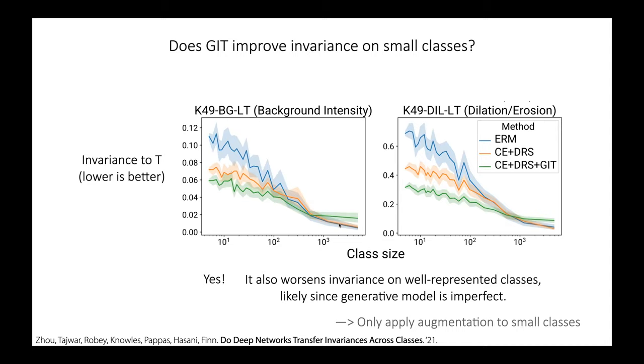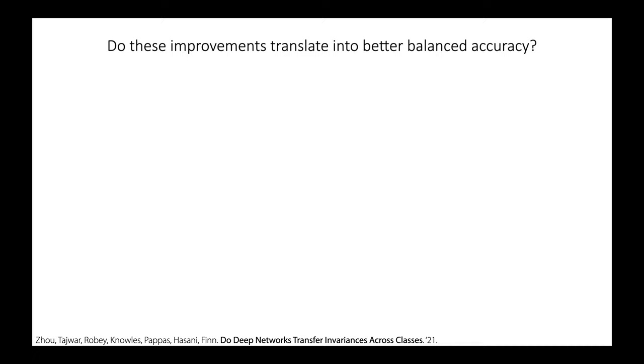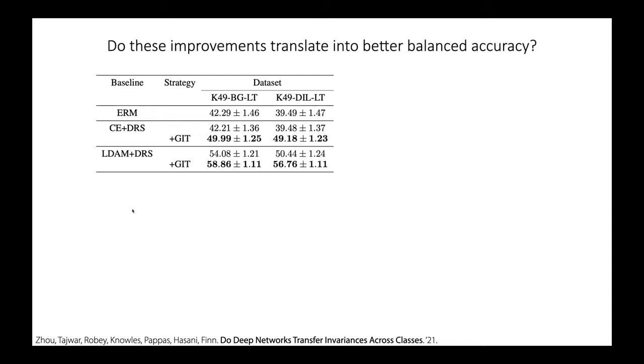Great, and then of course, the last question is, do these improvements in invariance actually translate into better balanced accuracy? We can measure balanced accuracy on different data sets. We'll start with the K49 data set. And we see that compared to cross-entropy with this delayed resampling method, we can improve performance by 7 to 10%. With this more recent method that introduces a new loss function that's particularly suited for long tail distributions, we also see an improvement when we use this invariance transfer, in this case by 4 to 6%. So overall we see a 4 to 10% improvement on these K49 data sets.